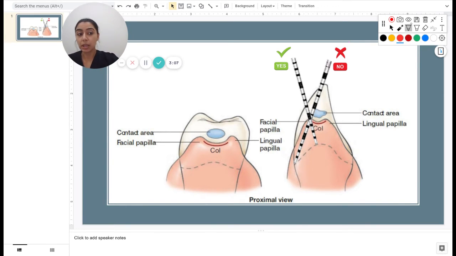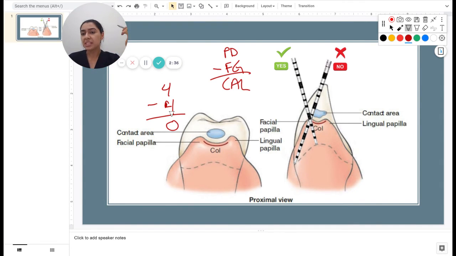So if we're doing the calculation and you want to see a little bit of math, I'm happy to do that. So it's probing depth minus, this is the equation. Usually it's probing depth minus the FG margin, and that will give you your CAL. So we said it's a 4 for the probing depth minus the +4 for the FG margin. So 4 as well. And that will give us a 4 minus 4, 0. So this makes sense because we're looking at no attachment loss. We are looking at a healthy patient.